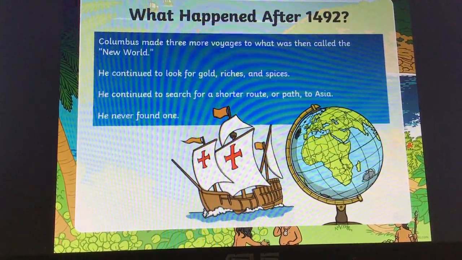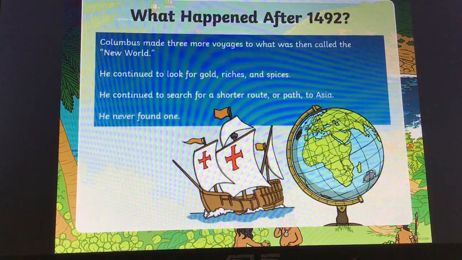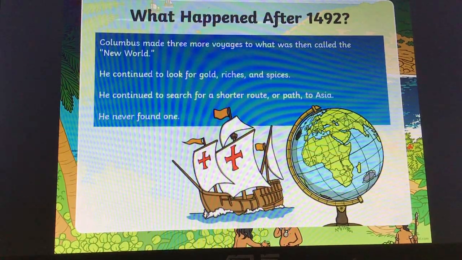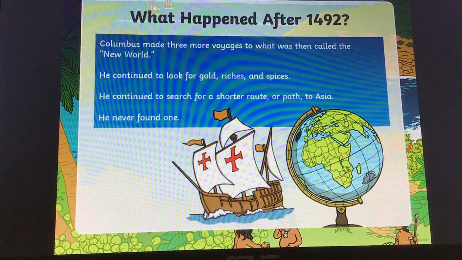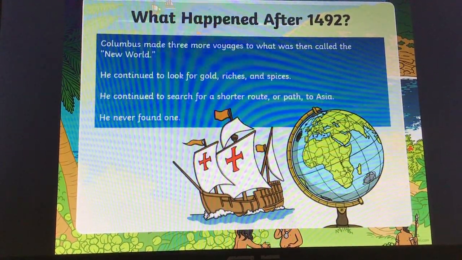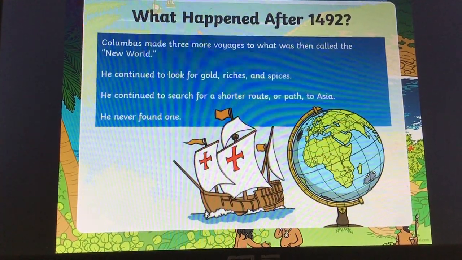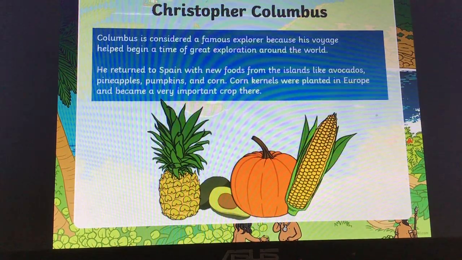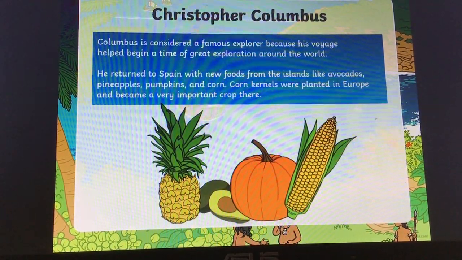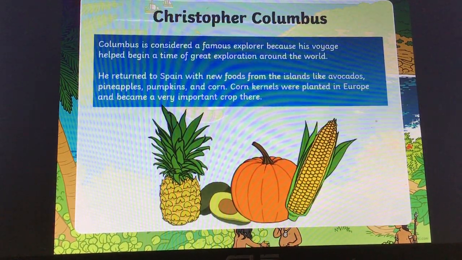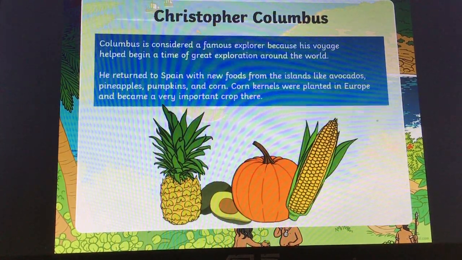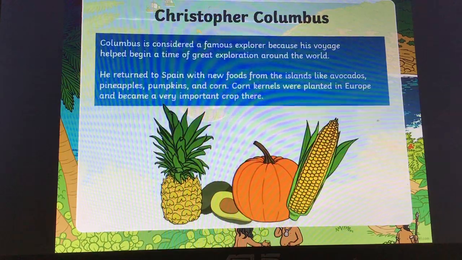So he made 3 more voyages to what was then called the New World. So he called that area the New World. He continued to look for gold, riches and spices, and he also looked for a shorter route or path to Asia. He never ever found one. Columbus is considered a famous explorer because his voyage helped begin a time of great exploration around the world.